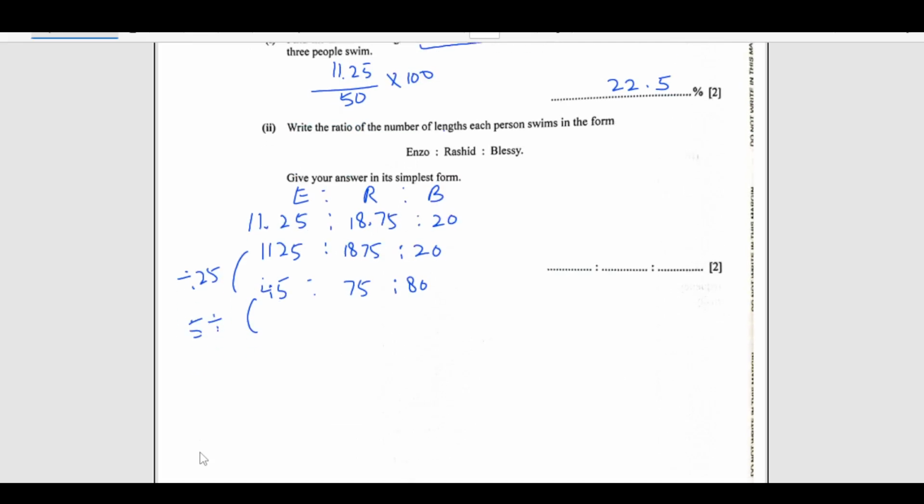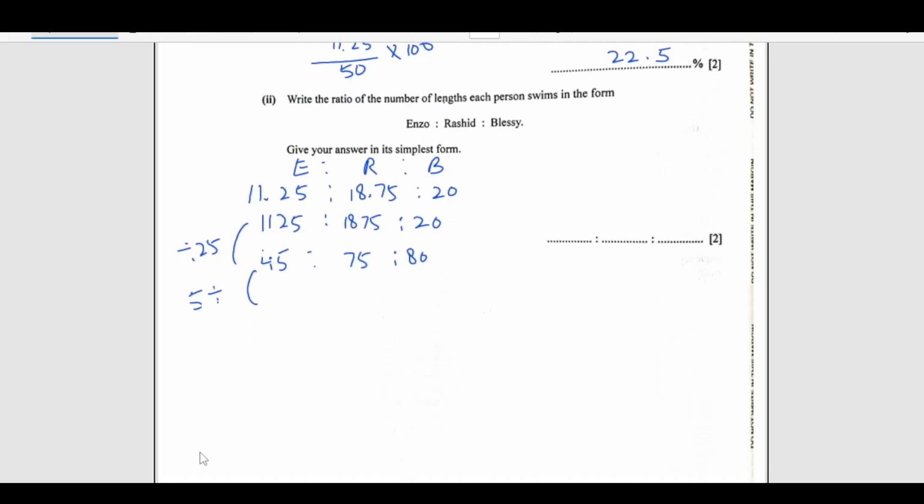So I am dividing here by 25, so I got 45, then we have 75 and we have 80 here. Now again they are multiples of 5, so we are dividing by 5. So this is 9 : 15 : 16. So this is the final answer. Okay.